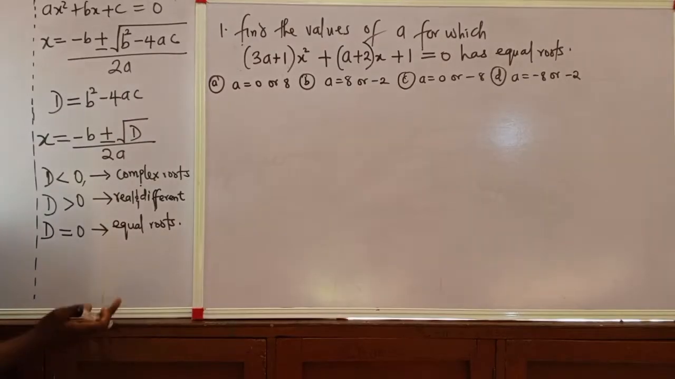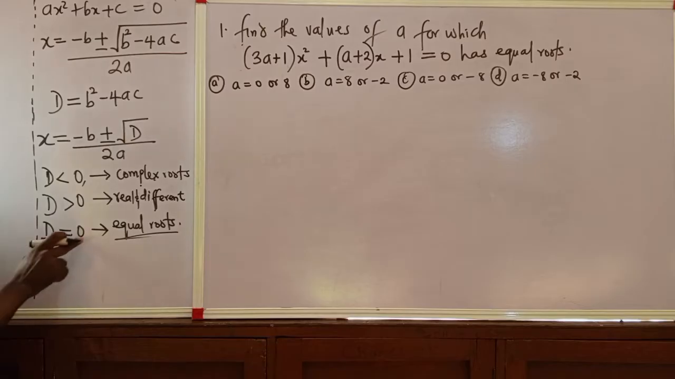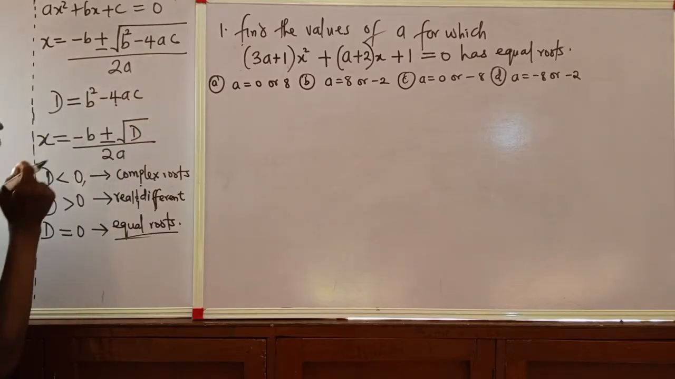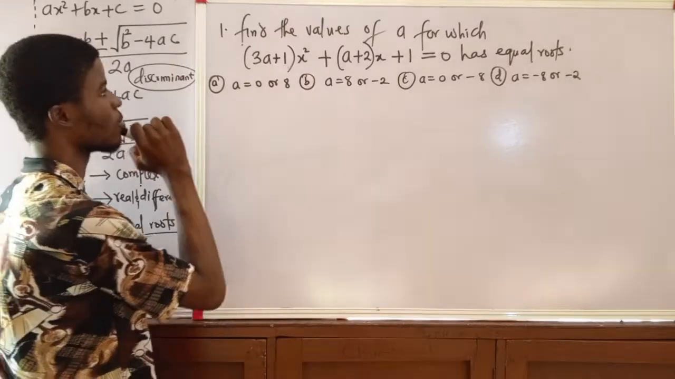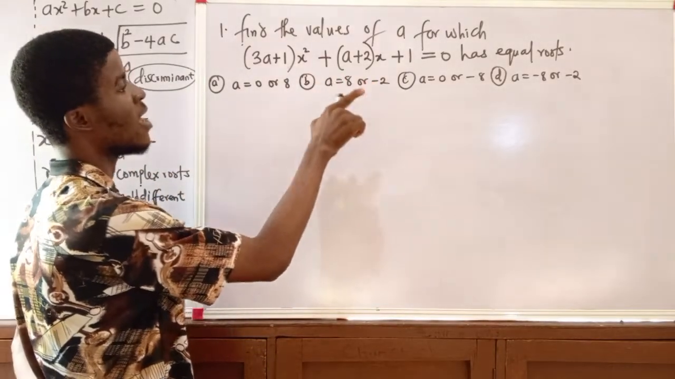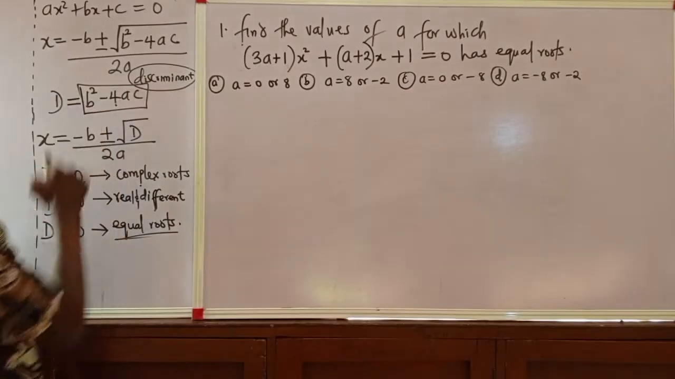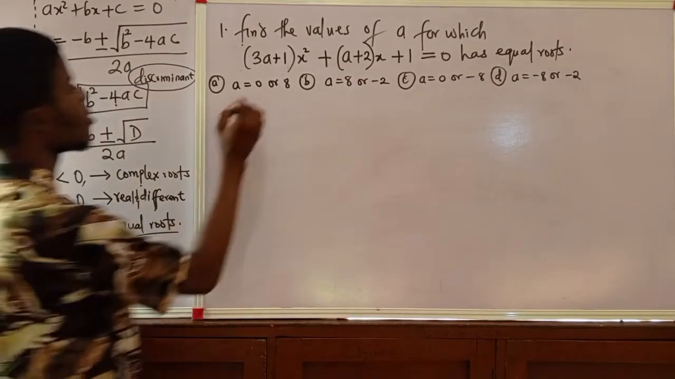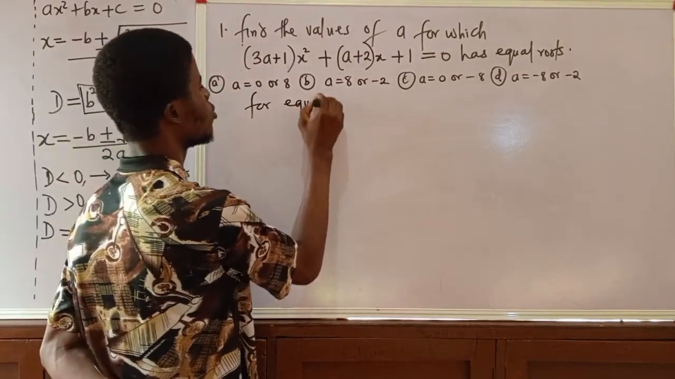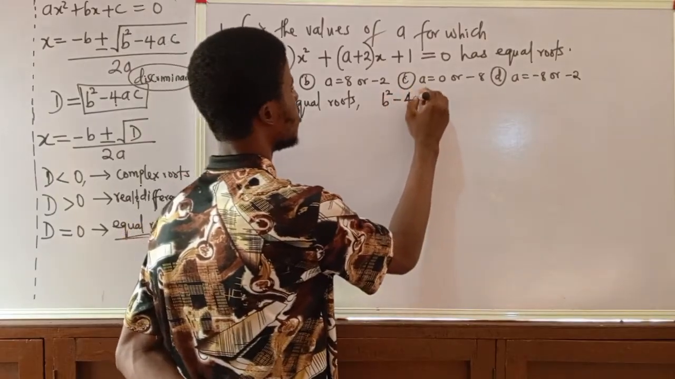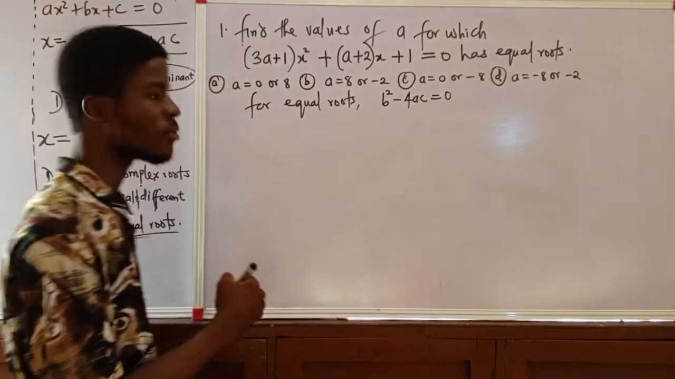To find the values of a for which this equation has equal roots. Now, for a quadratic equation that has equal roots, it means that the discriminant is equal to what? 0. And what is the discriminant? b squared minus 4ac. So for this particular question, the roots are equal. That means we are going to set this to 0. Okay? For equal roots, b squared minus 4ac is equal to 0.